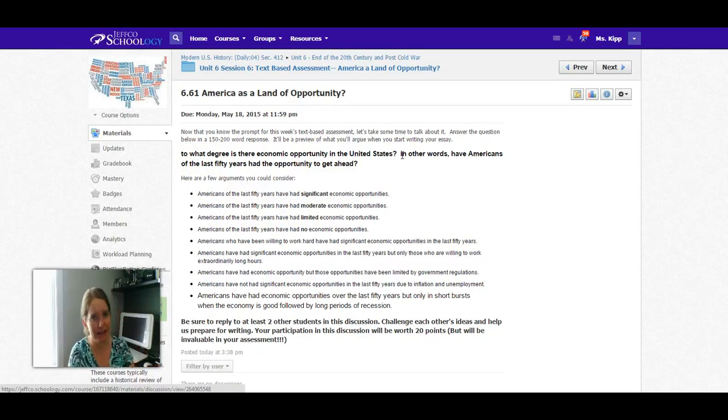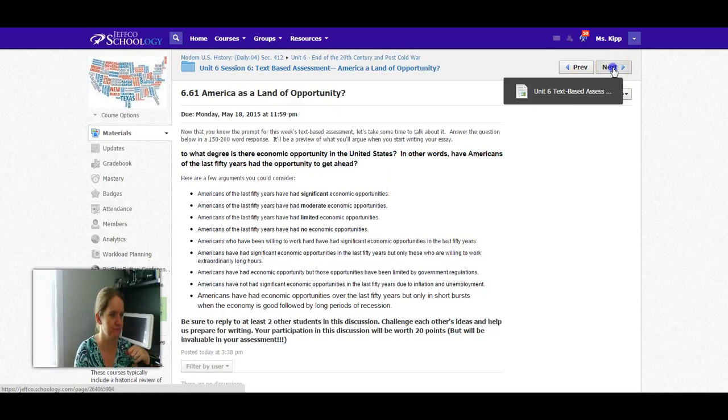It's not going to be your whole essay here. You don't have to refer to the documents because this is just a discussion. But throw it out there in a discussion. What do you think? And let people challenge your ideas. I think it's going to help make your writing a lot stronger in this session.